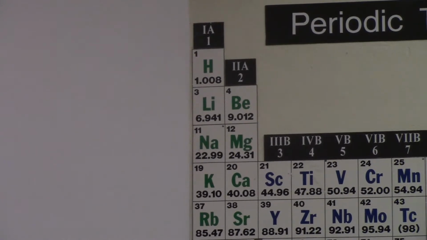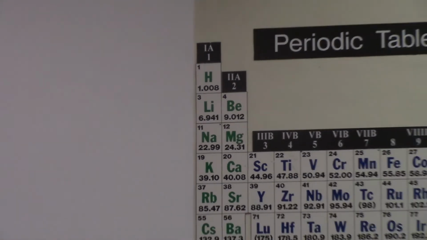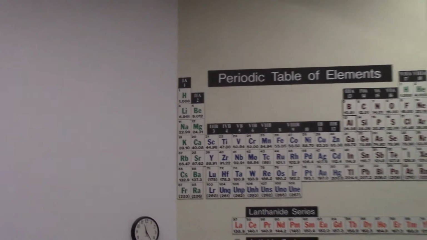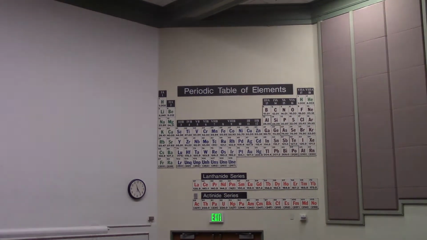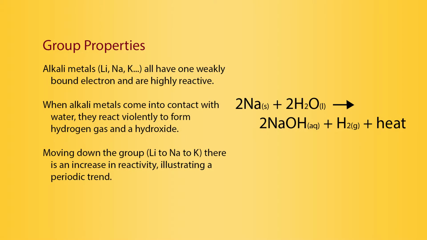In this demo, we're going to look at the reactivity of lithium, sodium, and potassium. However, other groups in the periodic table have similar reactivity trends. Alkali metals all have one weakly bound electron and are highly reactive. When alkali metals come into contact with water, they react violently to form hydrogen gas and a hydroxide. Moving down the group, there is an increase in reactivity, illustrating a periodic trend.